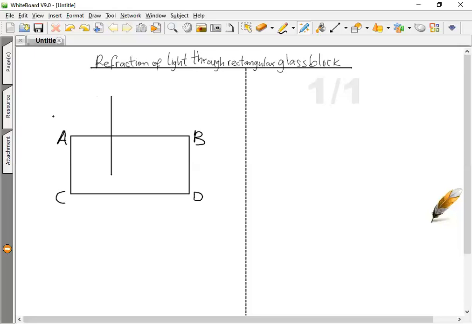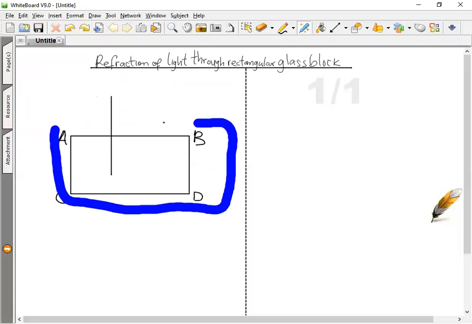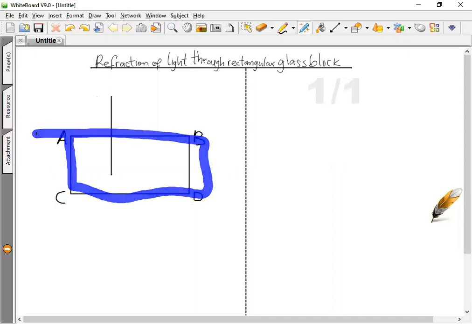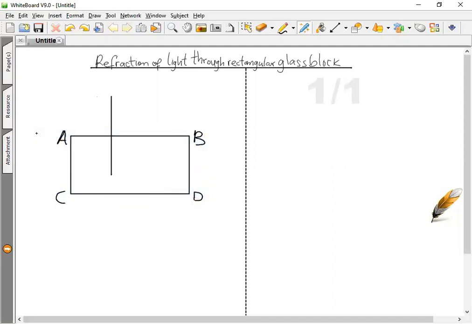What you do is place your rectangular block on a plain paper, like a drawing board, and you draw out the shape of the block with a pencil, so you have something of this nature here. After that, you name it A, B, C, D. So this is our side AB and our side CD.